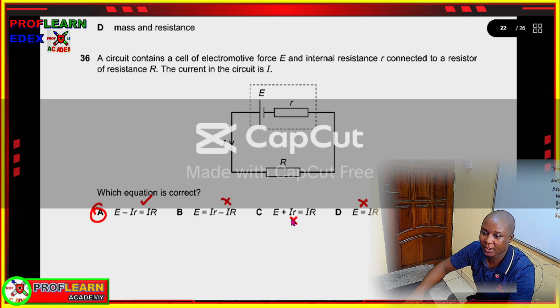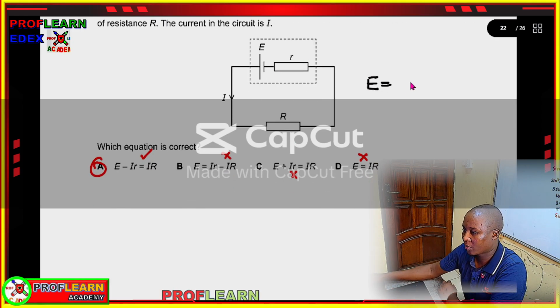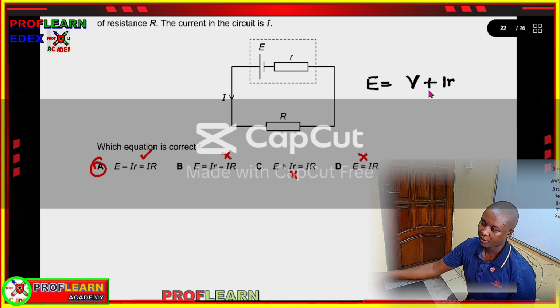Number 36 says the circuit contains a cell of electromotive force E and internal resistance r connected to a resistor capital R. The current in the circuit is I. Which equation is correct? We know EMF equals terminal voltage plus PD lost due to internal resistance. So if we rearrange that formula, it will be the formula we have here. And terminal voltage is basically I capital R. So that's why this equation can be rearranged that way.